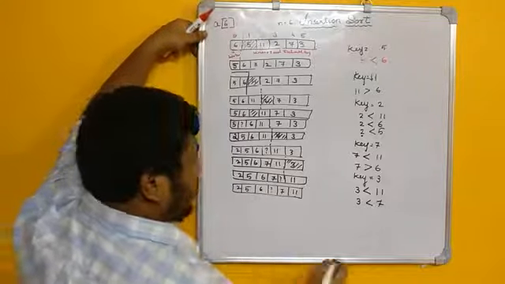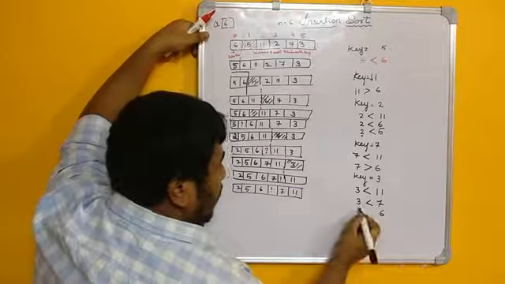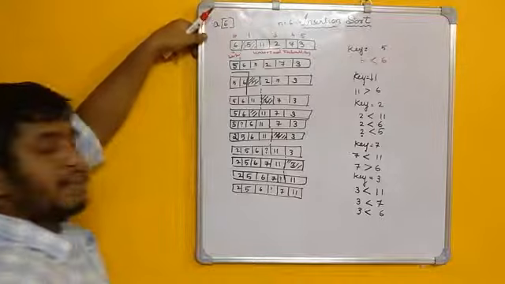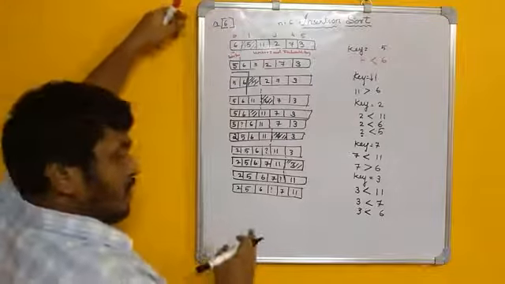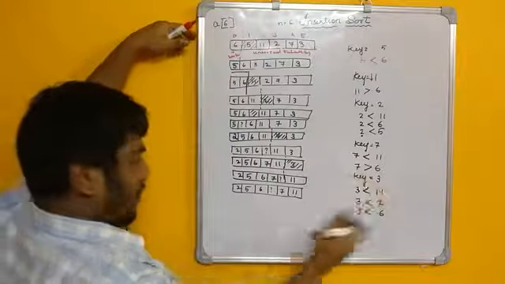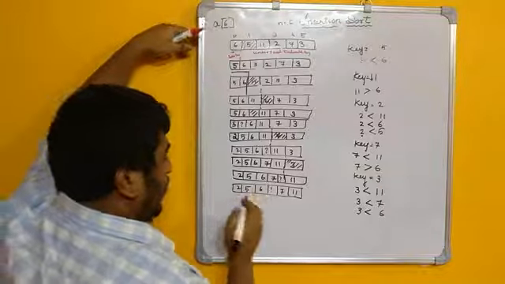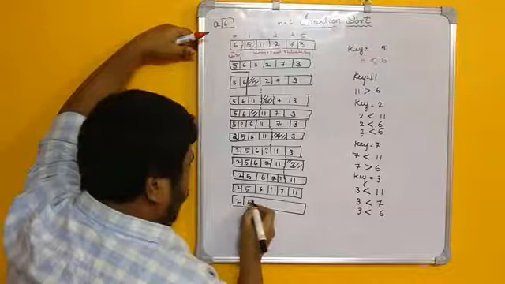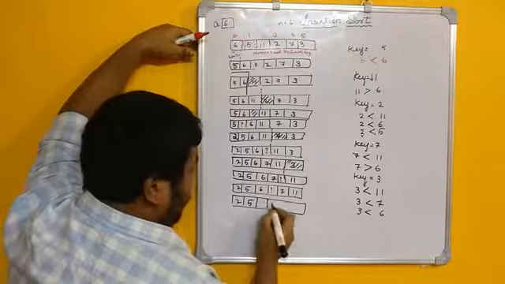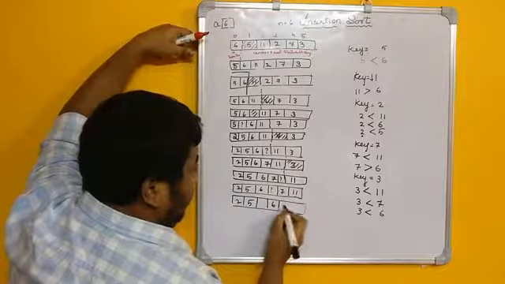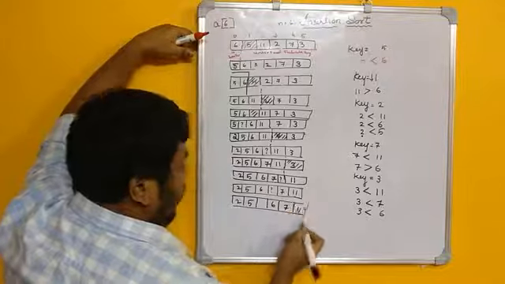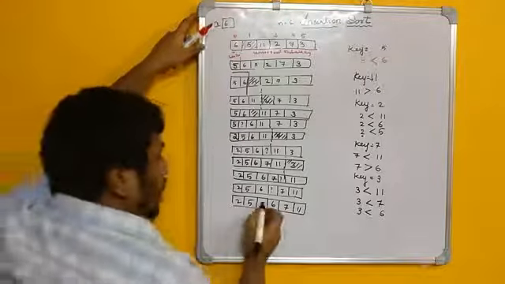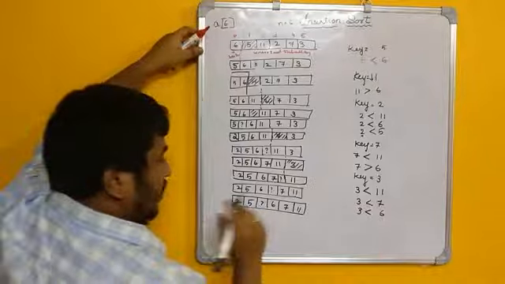Again next element is 6 in the sorted subarray. Compare it with key element. Now also key element is smaller. So if the key element is smaller, what we have to do? We have to shift the element in the sorted subarray to the blank space. So now our new array will be 2, 5, 6 will be shifted. So that place will be blank now. 6, 7 and 11.